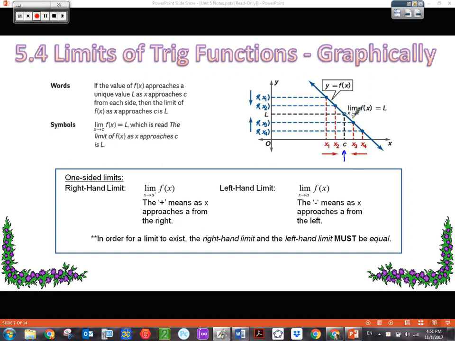Okay, so this is really the limit as x approaches c. So x is moving along both sides. It's approaching c. And that particular y value is going to be L.